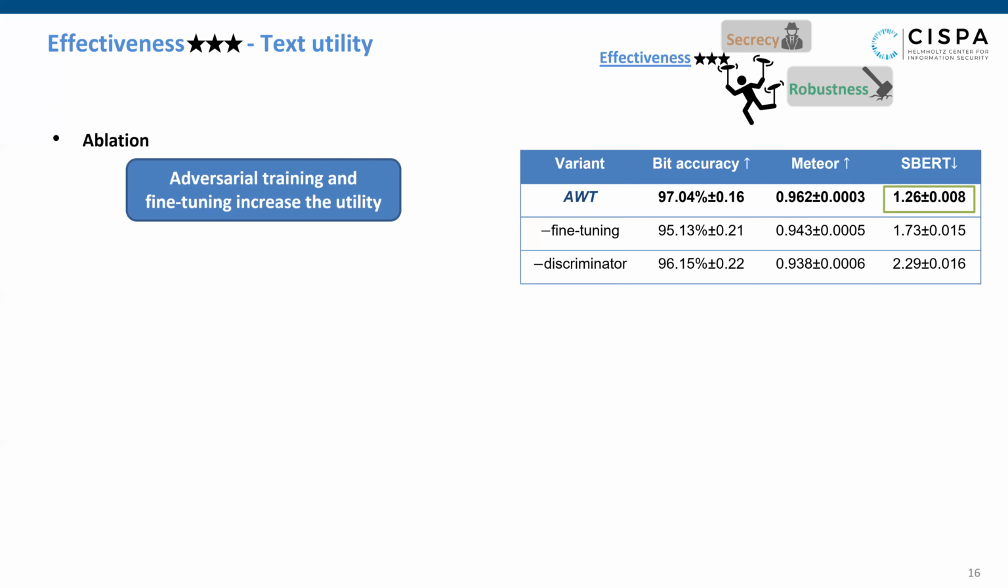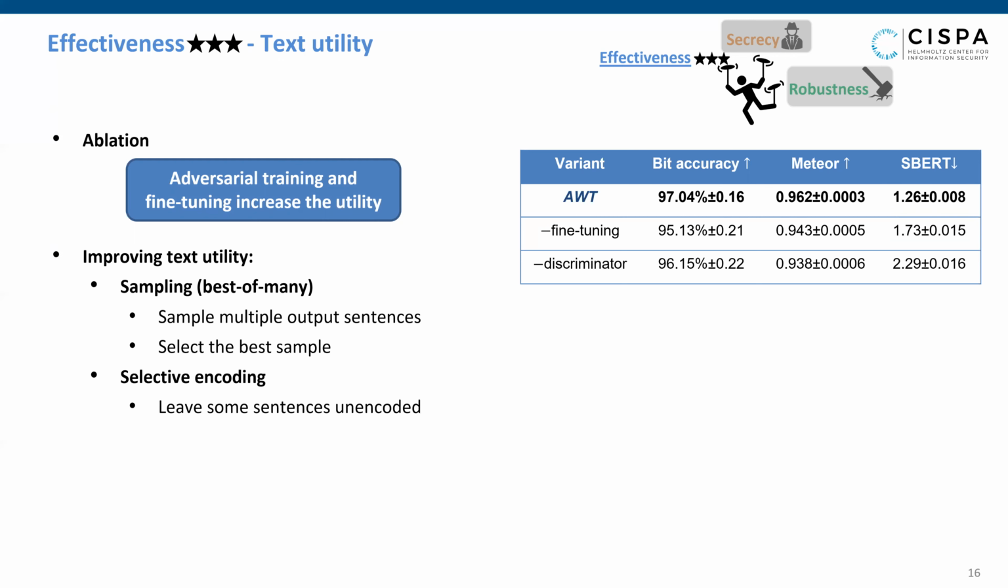We then study further techniques that could improve the utility or the output quality. The first one is sampling. We sample different sentences for each input. Then we select the best sample based on a quality metric such as language model likelihood or S-BERT distance.